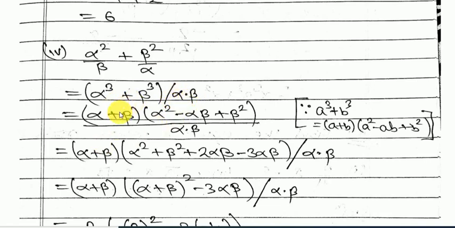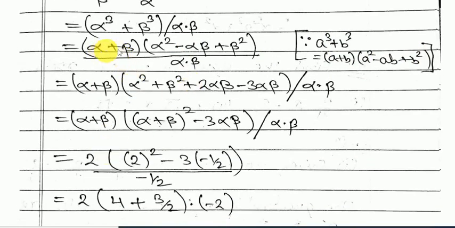Now this alpha cube plus beta cube can be written as alpha plus beta in bracket alpha square minus alpha beta plus beta square, and in the denominator I've got alpha into beta. The numerator alpha cube plus beta cube I have expanded in this form because of this formula. You have to remember this. Now for alpha plus beta, I know the value. For the denominator alpha into beta, I know the value. But what about this, alpha square minus alpha beta plus beta square?